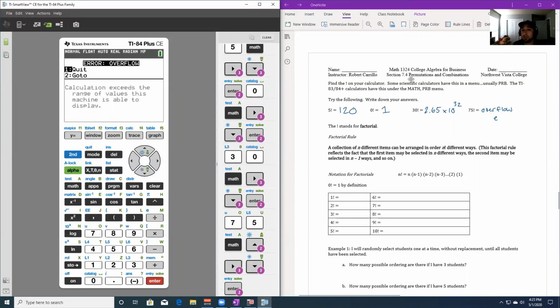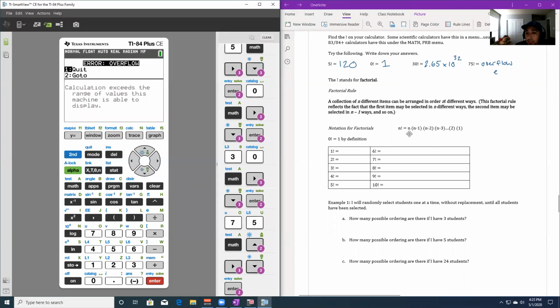What does it mean? A collection of n different items can be arranged in order n factorial different ways. The factorial rule reflects the fact that the first item may be selected in n different ways, and the second item may be selected in n minus 1 ways. So n factorial is also known as n times n minus 1 times n minus 2 times n minus 3, all the way till you get to 1.